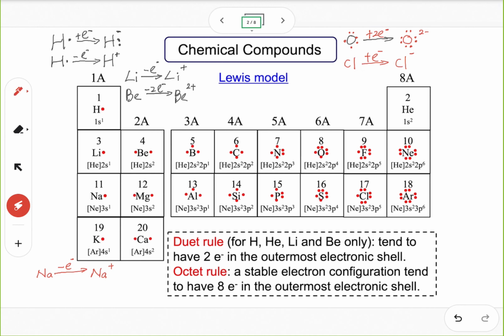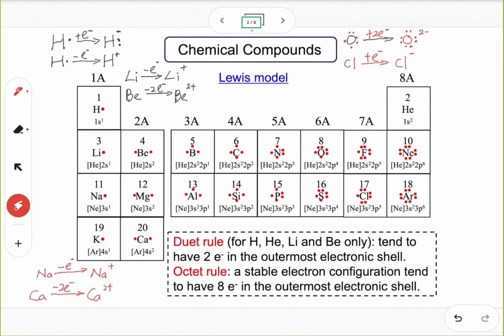Another example, let's see calcium. Calcium has 2 electrons on the 4s orbital. So calcium has a tendency to lose 2 electrons from the 4s orbital to become calcium 2 plus. After you lose the 4s electrons, the electronic configuration of calcium 2 plus would be just argon. And when you look at the electronic configuration of argon, it has 8 electrons on the outermost electronic shell. So calcium 2 plus is stable.